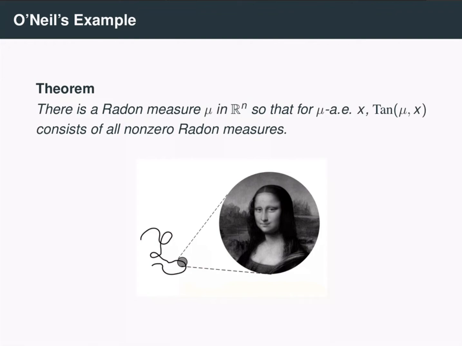And in fact, there is an example of a Radon measure such that at almost every point in its support, the set of tangent measures is actually all Radon measures, which is crazy when you think about it, because let's say we came up with a measure that was a function times Lebesgue measure, where the function took on values between 0 and 1 in the plane, whose values corresponded to the grayscale image of the Mona Lisa. Then at almost any point in the support of this measure, if you look down far enough, you will see a picture of the Mona Lisa or any picture that you want.